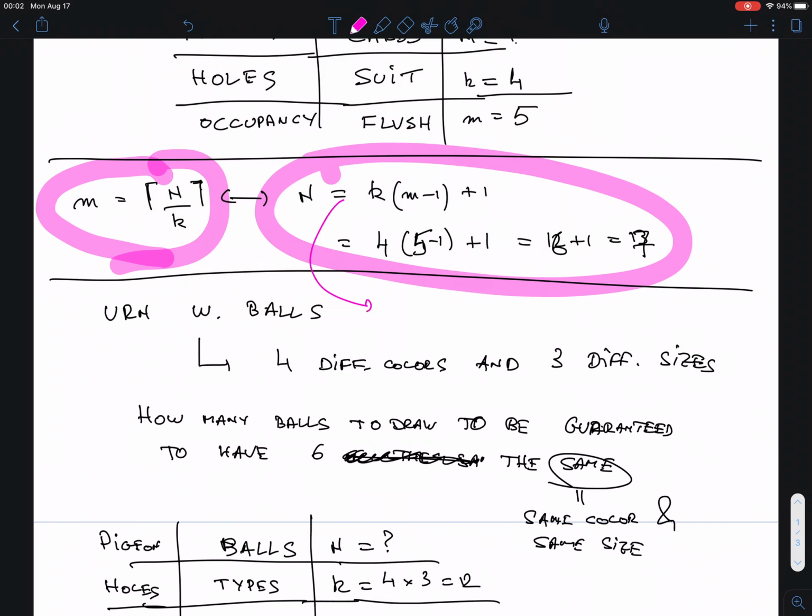So I'm going to use it from here. I'm going to solve for k, in other words. So n minus 1 is k times m minus 1, right? I bring the plus 1 to the other side, and then I'm going to divide by m minus 1 on both sides. And so that gives me k. k is equal to that number.